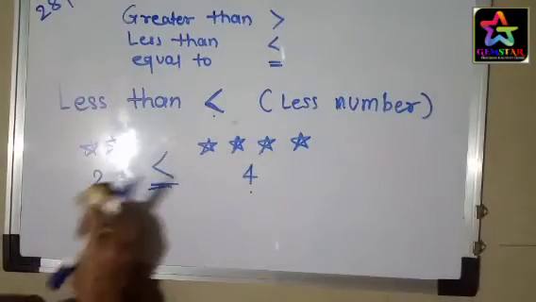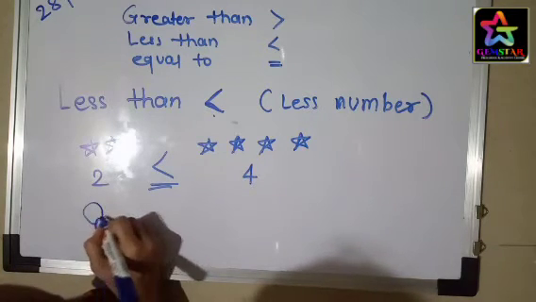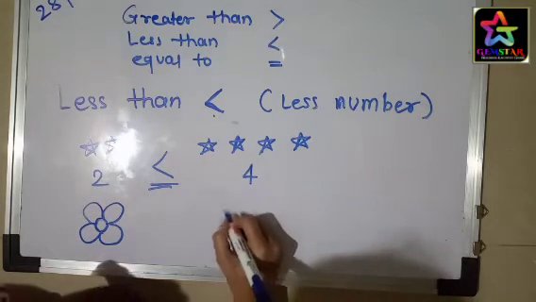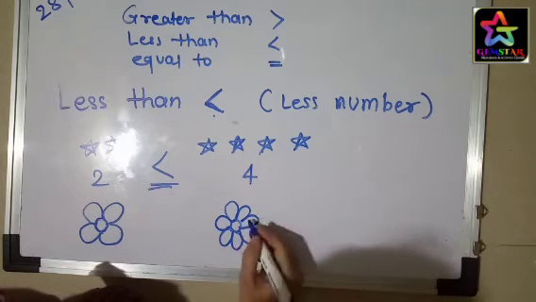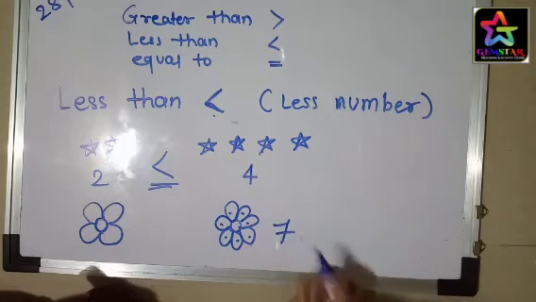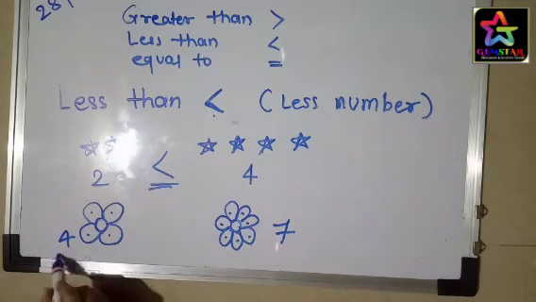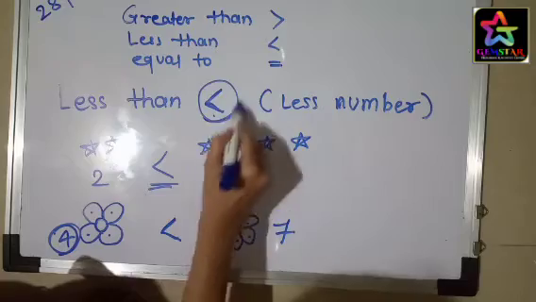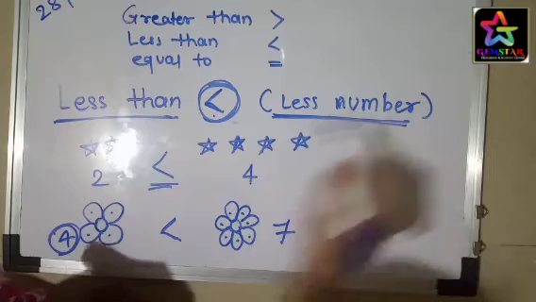Get it? Then we will take another example. Take the flower. Here are 1, 2, 3, 4 petals, and on this flower there are 1, 2, 3, 4, 5, 6, 7. There are 7 petals and there are 1, 2, 3, 4. 4 petals. So which is less? This one is less. So we'll put this sign. What is this sign called? Less than. We use it when there are less numbers.